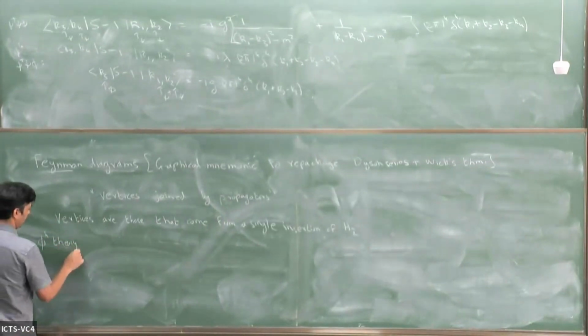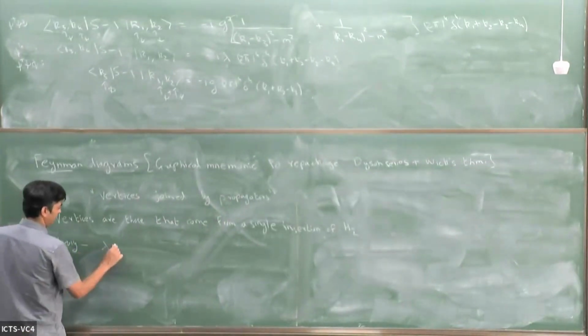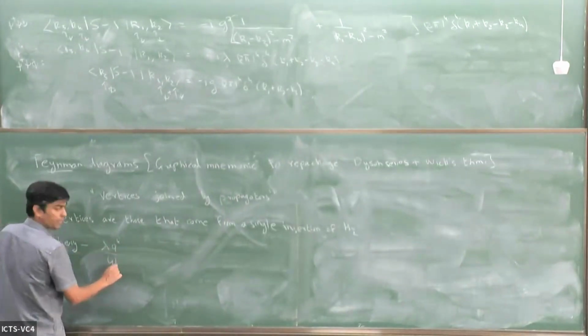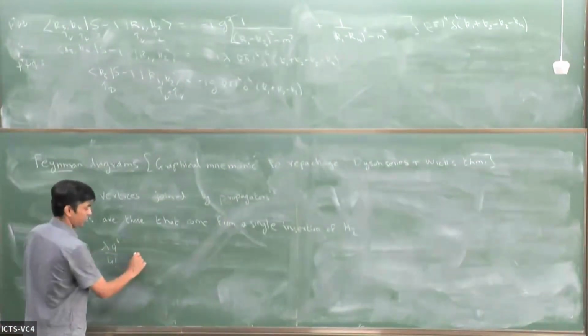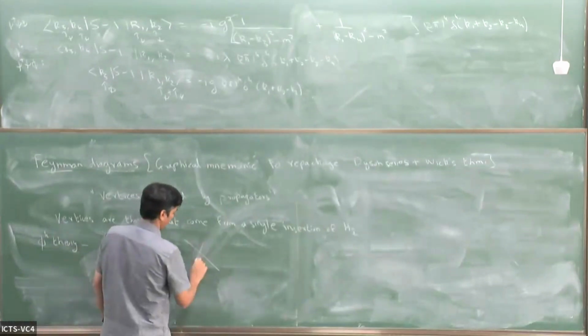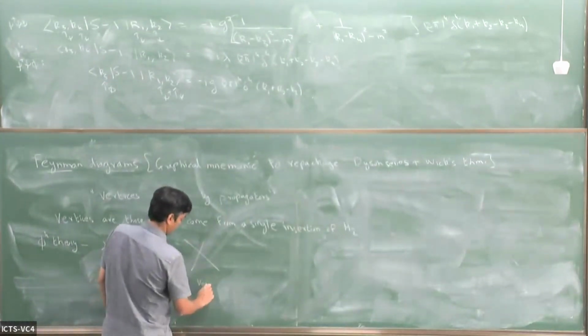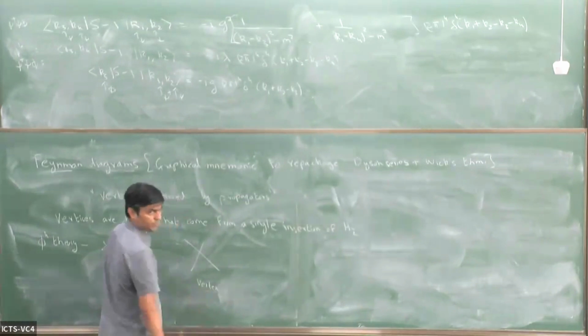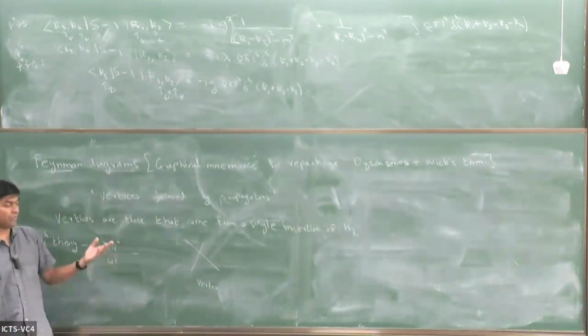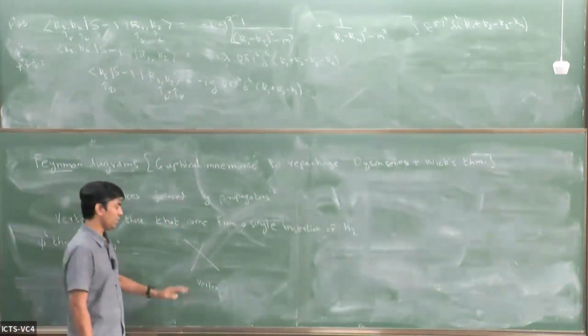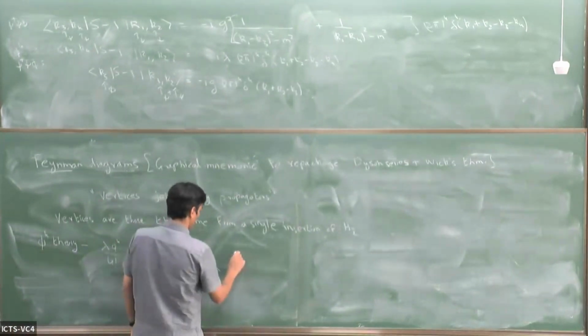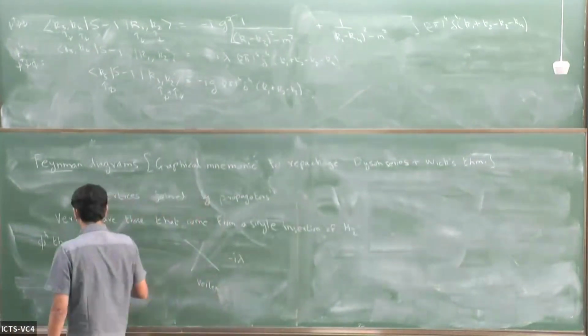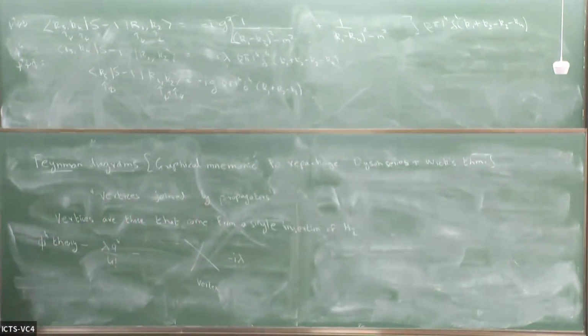what is H_I? H_I is lambda phi to the 4 by 4 factorial. And what is the vertex? The vertex is just this. And you have to associate a value with this vertex, and the value in this case is minus i lambda, not minus i lambda by 4 factorial. You just associate the value minus i lambda.